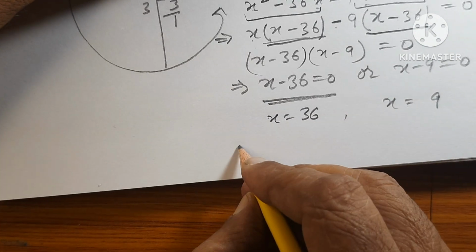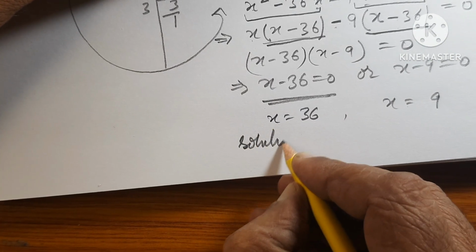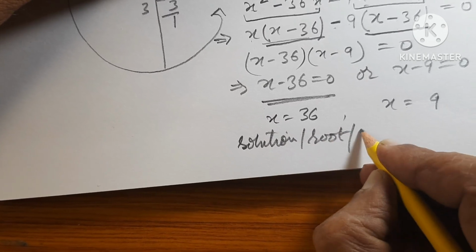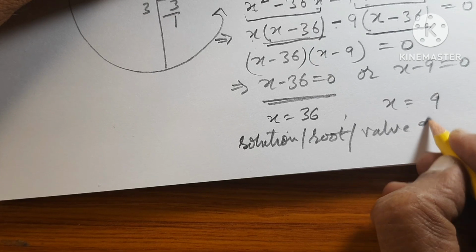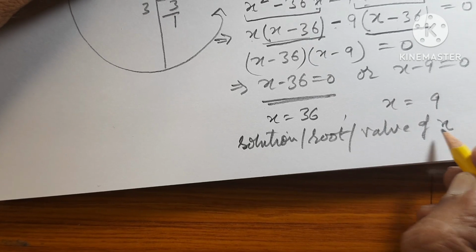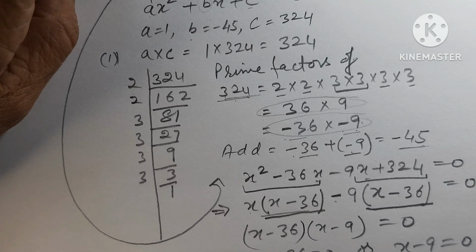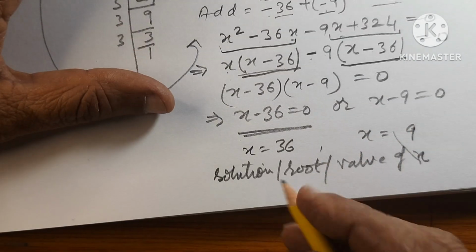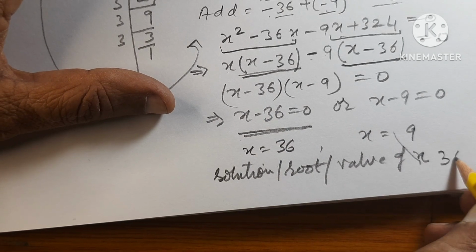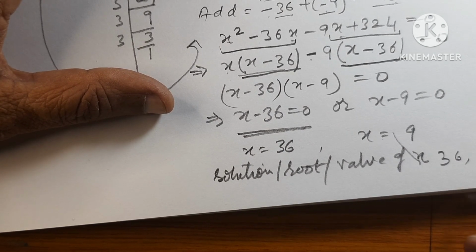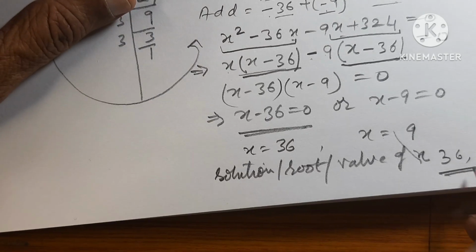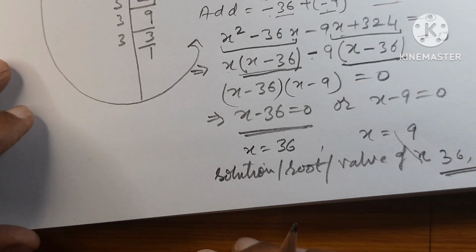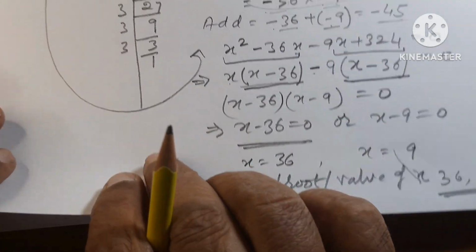So hence the solution, the roots, the values of x in this quadratic equation will be 36 and 9. So these are the required values. So this was the first part. Let us now go to the second part.